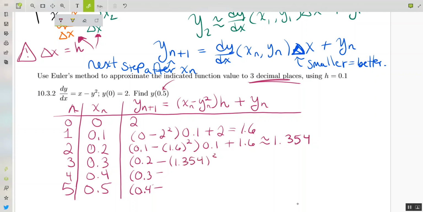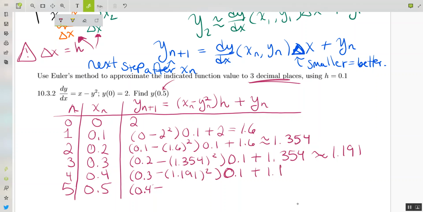1.354 squared times our h, which is 0.1. It's also called your step, plus 1.354. And you'll have to round this one. I'm going to round it to 1.191 since I said 3 places. I really don't want to. I want to carry it out to more spaces to make it more accurate. When you're doing this in your homework, you really should use more places to make it more accurate. So then the value I'm squaring will be 1.191 times our step plus 1.191 in our next one. When you do that, you will get 1.079.